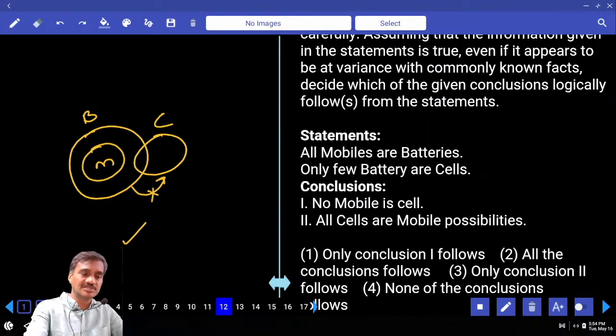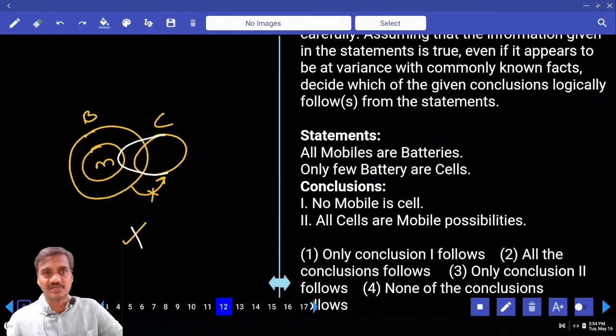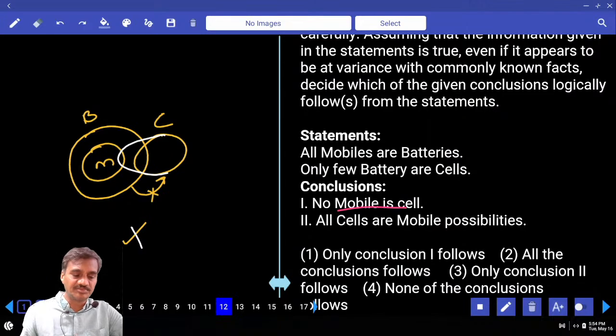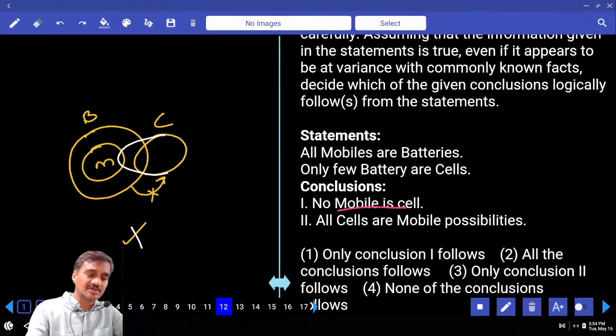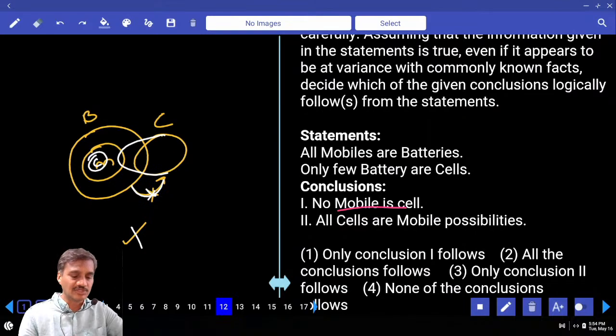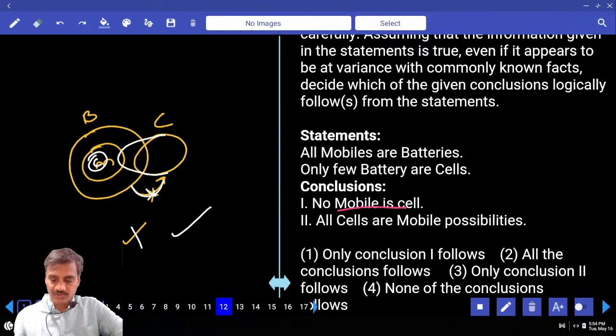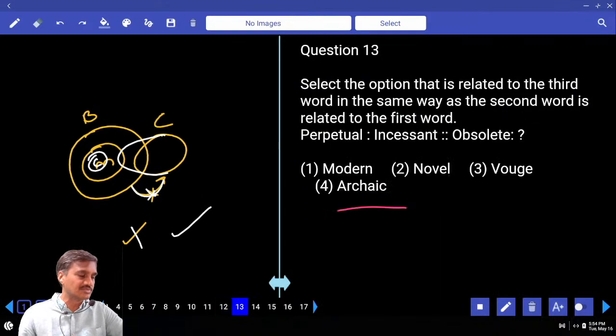Now, no mobile is a cell. To make this one false, I can prove some mobiles are cell. Hence the first conclusion has become false. All cells are mobile is possible. This entire cell is a part of this mobile. Can I bring cell like this or not? Now this entire battery cannot be a part of cell. This cell can be a part of this mobile. So what is your answer here? Only 2 follows, that is given in choice 3, question number 12.